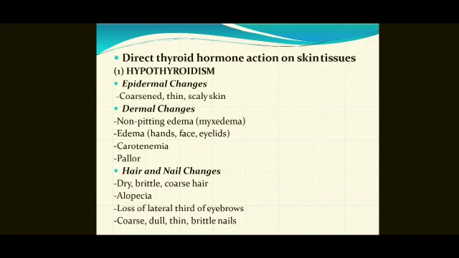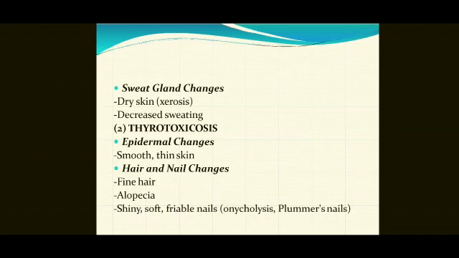Direct action due to hypothyroidism will include epidermal changes: coarse skin, thick and scaling. Dermal changes would be non-pitting edema on the lower limbs, edema of the hands, face and eyelids, carotenemia and pallor. Hair and nail changes: dry, brittle, coarse hair, alopecia, loss of lateral third of eyebrows, coarse, dull, thin and brittle nails. Sweat gland involvement causes dry skin, decreased sweating.